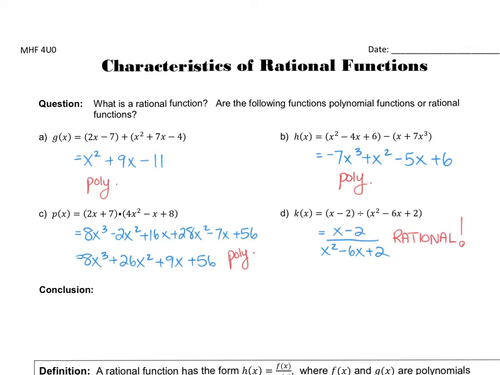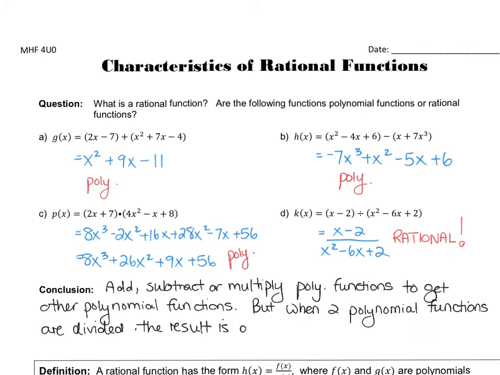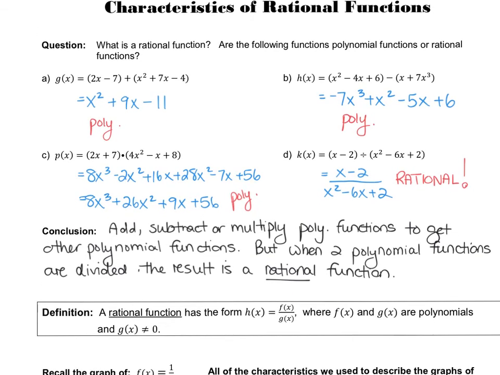Okay, so just in terms of a conclusion here, I hope it makes sense to you that when we add, subtract, or multiply polynomial functions, we get polynomial functions. But when we divide two polynomial functions, we get what is called a rational function. So let's just take a minute and write that in. So that's the idea, and that leads us to our definition of a rational function.